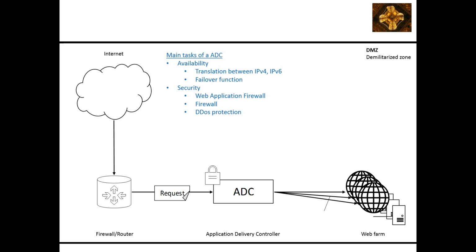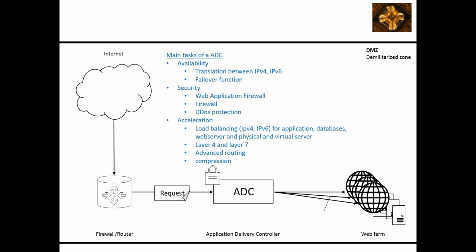In security, as I said, it's mainly seen as a security device. Sometimes there are firewalls in the application delivery controller. It also provides DDoS protection, especially because of the load balancing functionality. So it accelerates the requests to the application. It does load balancing for IPv6 and for IPv4.